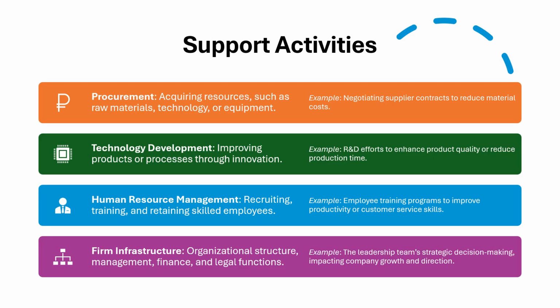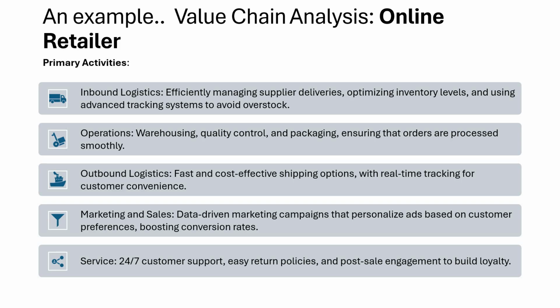The leadership team's strategic decision making, which can impact the company's growth and direction, is a direct example I can pull in here. Alright, we are going to take an example and analyze what the primary activities and the support activities are for this. Let's take an online retailer as an example.